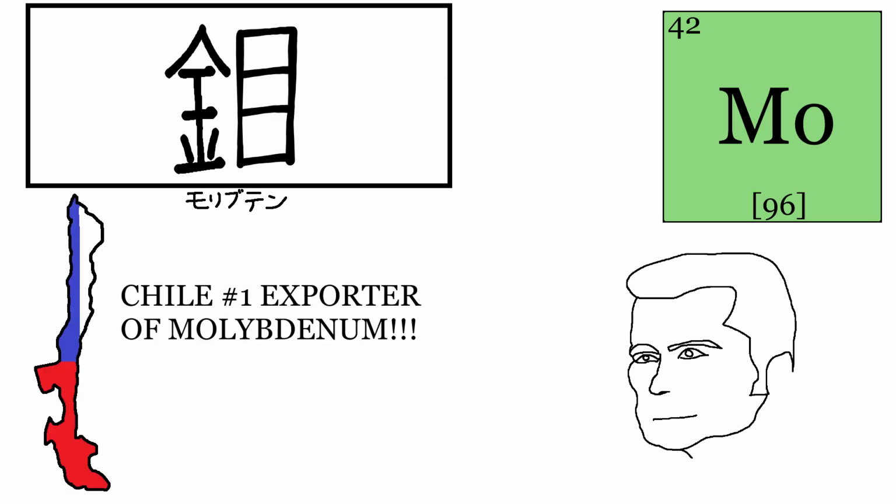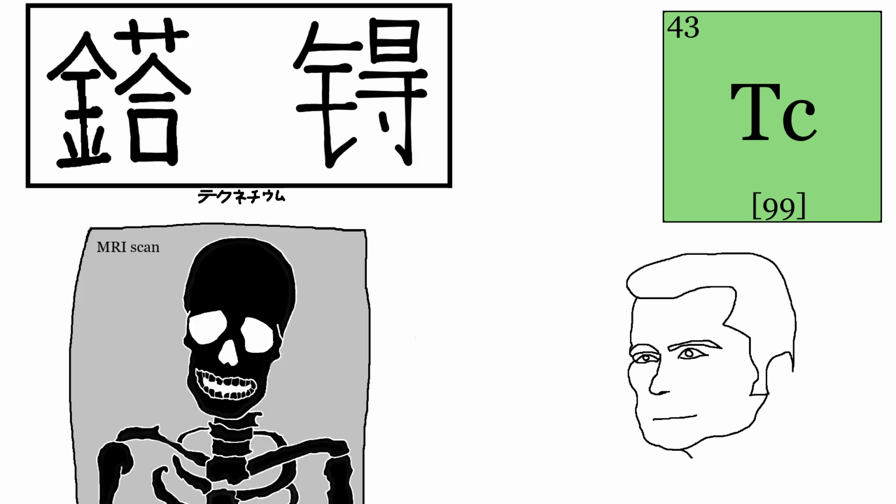Molybdenum is written like this. What the hell is this word? This is the final boss for all English learners. That's why it's just moribuden in Japanese. Oh yeah, also mu. Technetium is either like this or like this, depending on simplified or traditional.